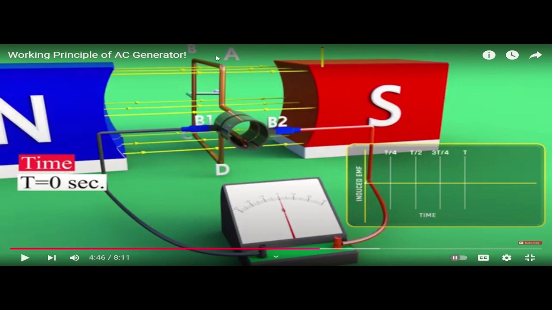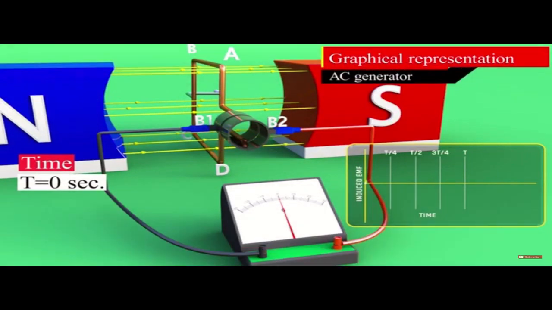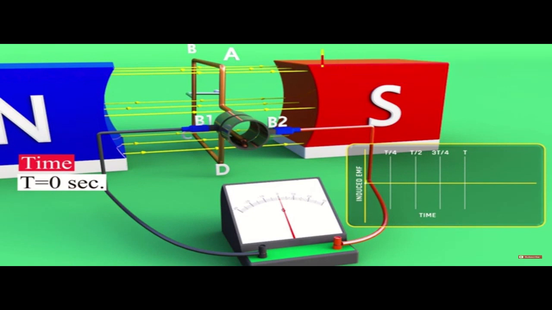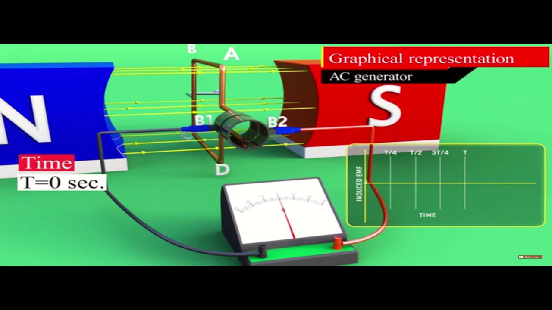At 0 seconds armature ABCD is in a vertical position. Part of armature AB is up and part CD is down. Part of armature AB and part CD moves parallel to the magnetic field at that moment. Also at that moment, the rate of change of magnetic flux is 0, therefore induced EMF is 0. And magnetic flux means the magnetic field.